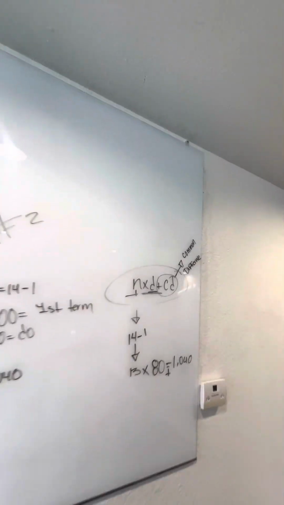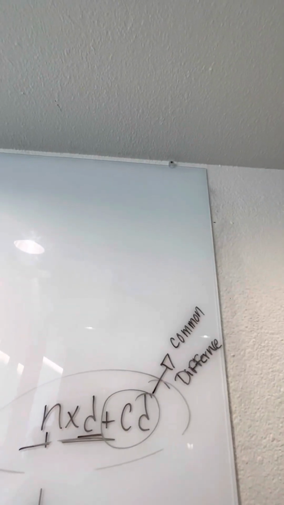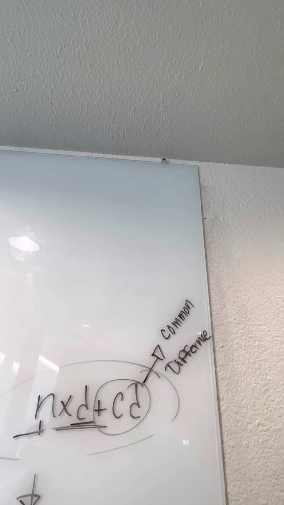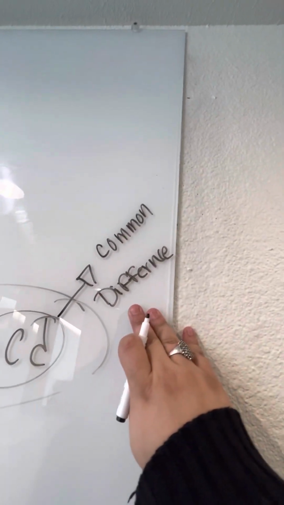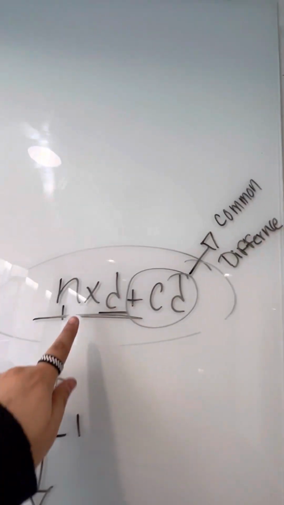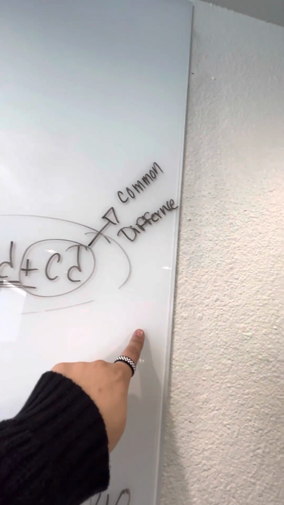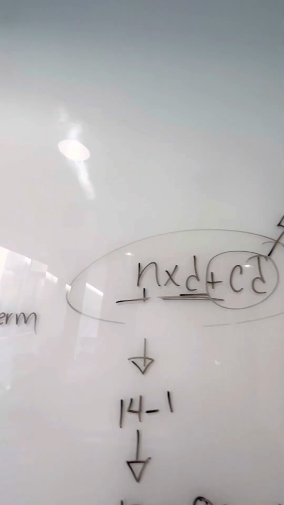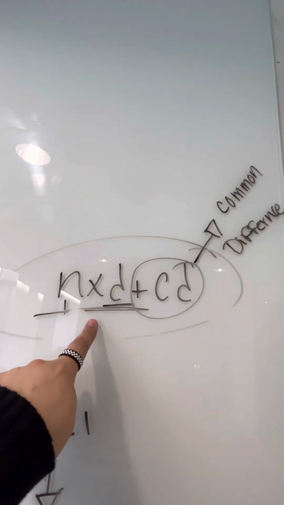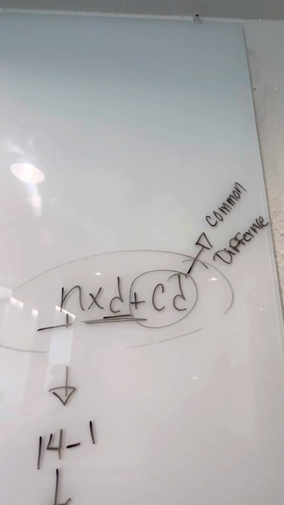So I found a much simpler way, which is n times d plus cd. CD, I abbreviated it for common difference. I wrote it right there so you don't forget. So n times d plus common difference. So all you have to do is plug in numbers, multiply them, then add them, and then that's your answer.